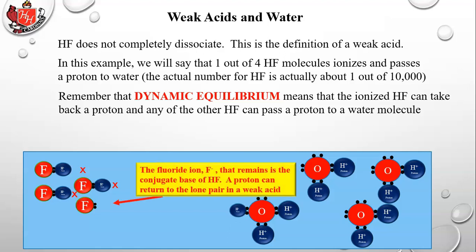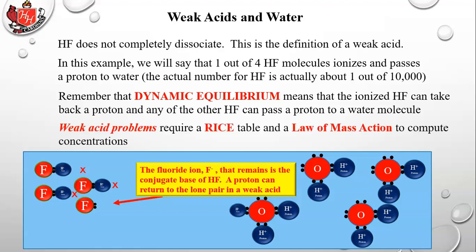So the fluoride ion F- that remains is the conjugate base of hydrofluoric acid. A proton can return to the lone pair of a weak acid. Weak acid problems require a RICE table and the law of mass action to compute concentrations because they are equilibrium situations.